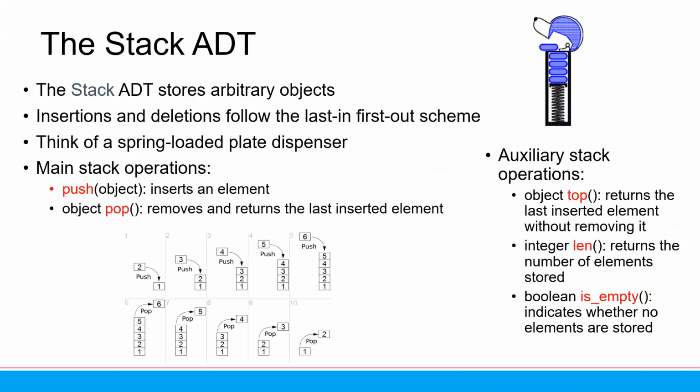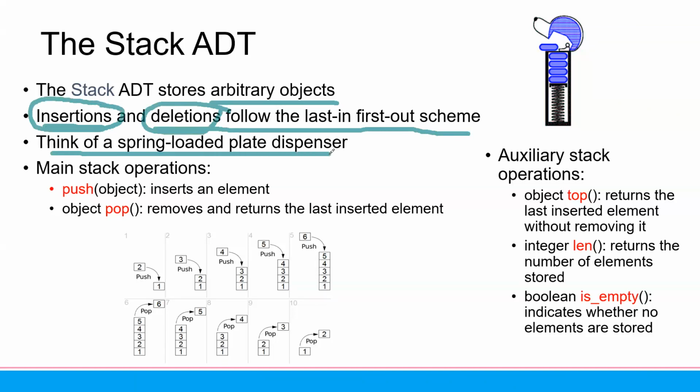The stack ADT stores arbitrary objects. Arbitrary means any objects. So you can have, for example, student information, or information about a car, or information about buildings, etc. Insertion and deletions follow the last in, first out scheme. So in every data structure, we will learn how to insert, how to put a value into the data structure, and how to delete data in the data structure.